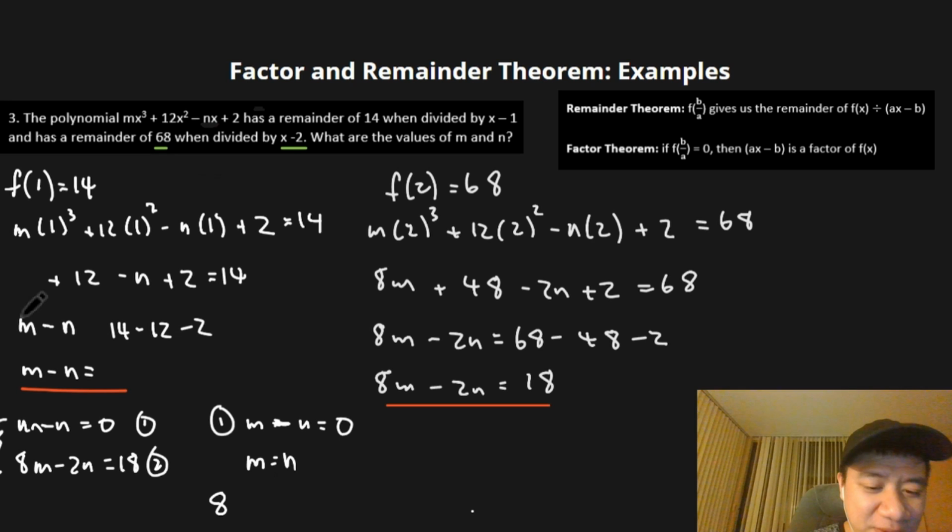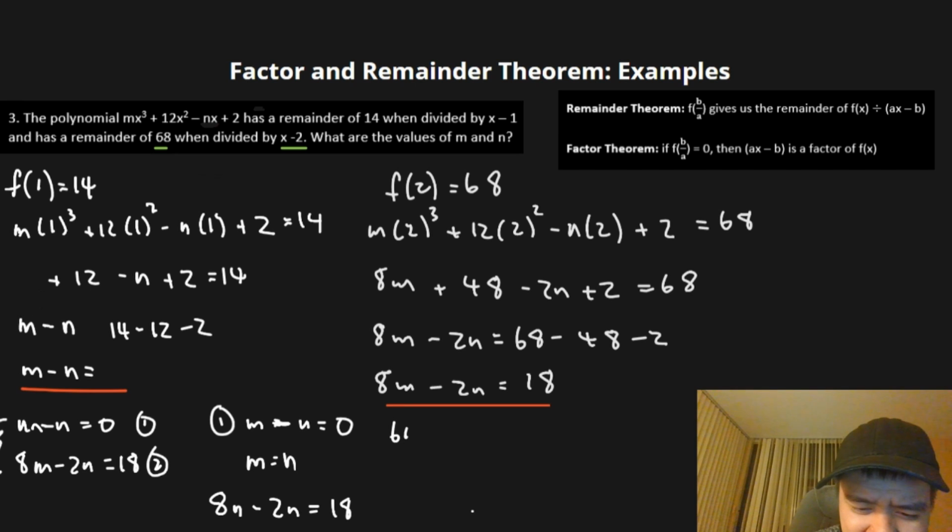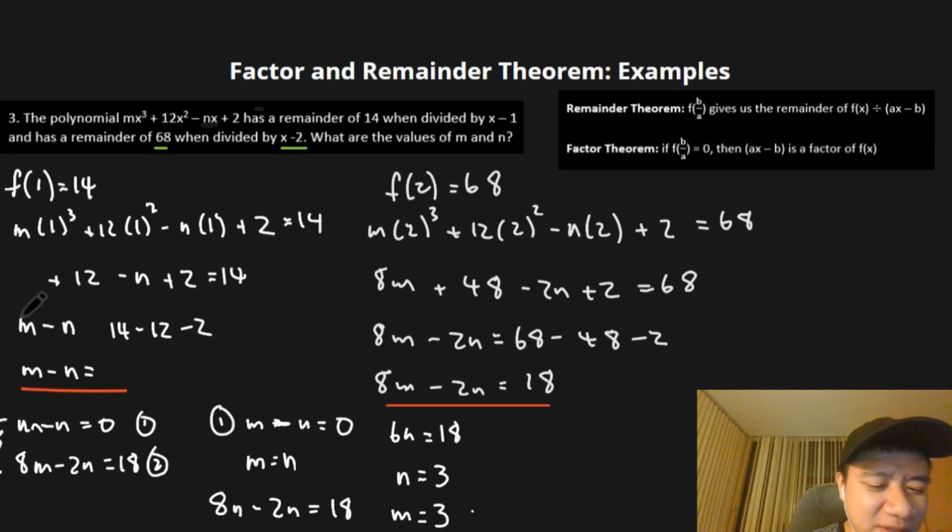Since we know m equals n, we can replace all our m's in our second equation with n's. So it becomes 8n minus 2n equals 18. We have 6n equals 18, so n equals 3, which also means m equals 3. And there we have it. We are done.